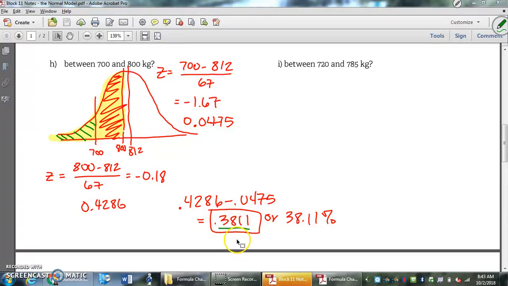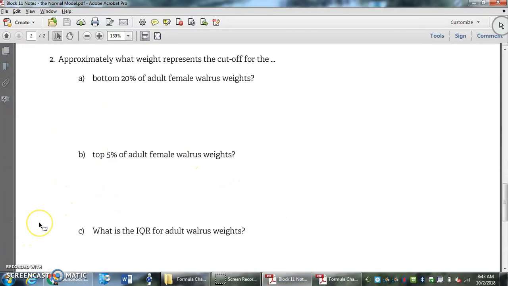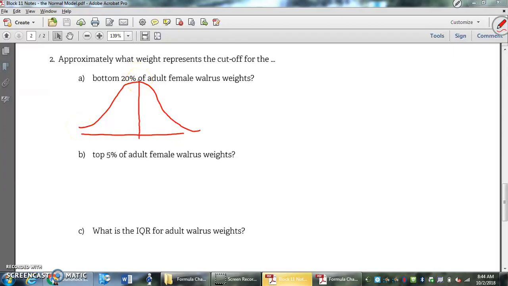The last problem I'm going to show you how to do is one where we're using the z-table backwards. This last problem is asking approximately what weight will represent the cutoff for the bottom 20%. So if I were to draw this normal model, it's still the same normal model. It has a mean of 812 and a standard deviation of 67. And what I'm looking for is what is this weight right here that would represent this cutoff, or the spot where the area below it is 20%.